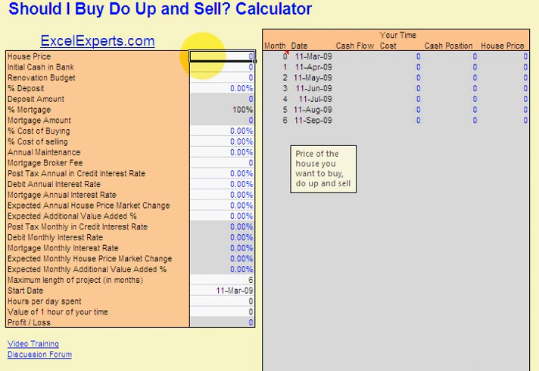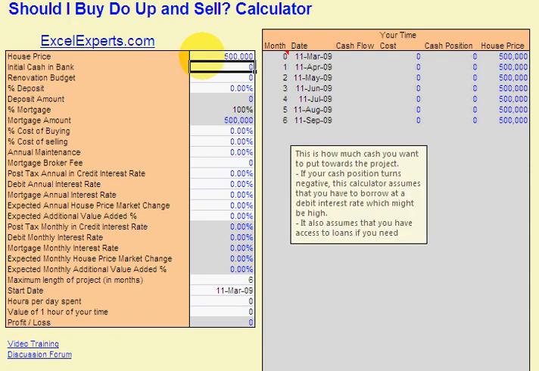So what I'm going to do is enter various values into the cells and have a look at how the calculations change and explain exactly what's going on in the calculator. So let's have a look at the house price here. In this case I'm going to buy a house worth £500,000. Pounds, dollars, pence, it doesn't matter. This is how much money I've got in the bank. I'm going to say I've got 50,000.